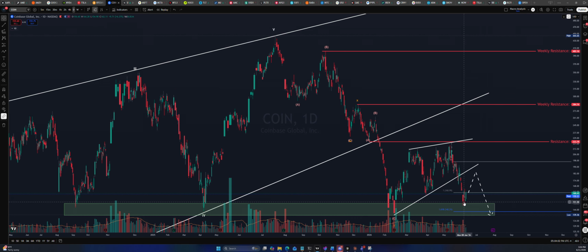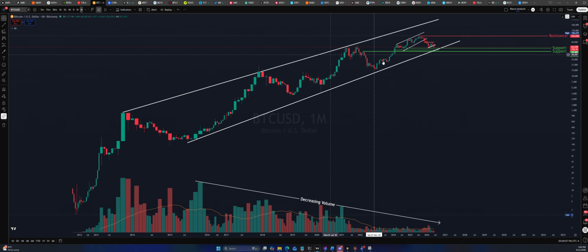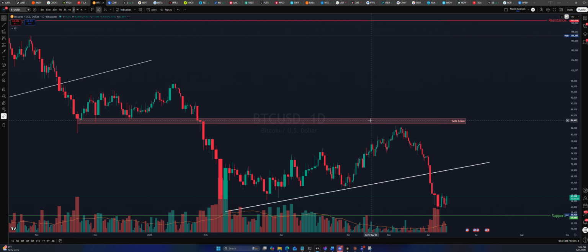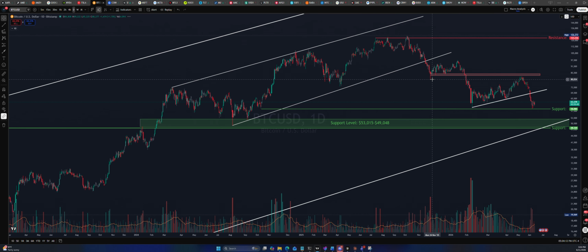Just two cases. If Coin has bottomed, Bitcoin has to bottom. They track similarly. They both have to bottom at the same time.